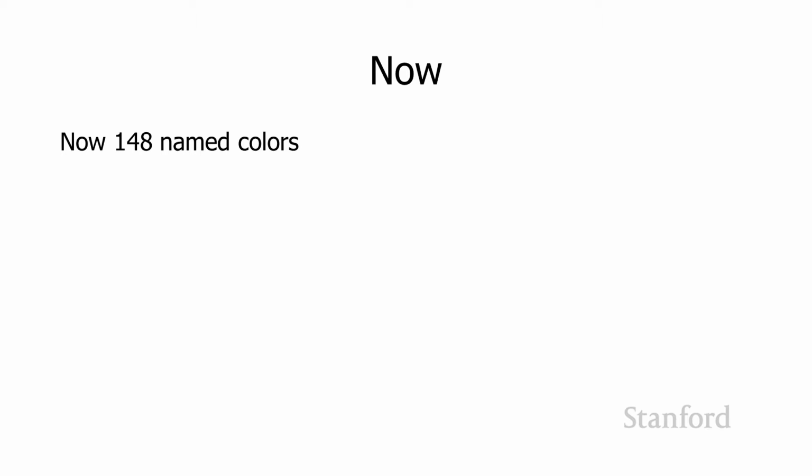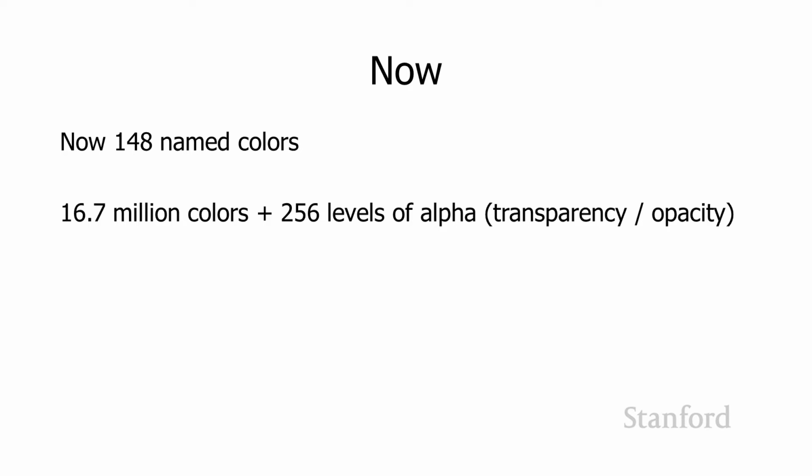Okay, what do we have now? Well, as far as named colors go, there are 148 named colors. And as we've talked about previously, there are 16.7 million colors, as you learned about in the first week, how computers store and display images. And in addition to having 16.7 million colors, we also have 256 levels of transparency. In computer science, we usually refer to this as alpha, but it corresponds to either transparency or its opposite, opacity.